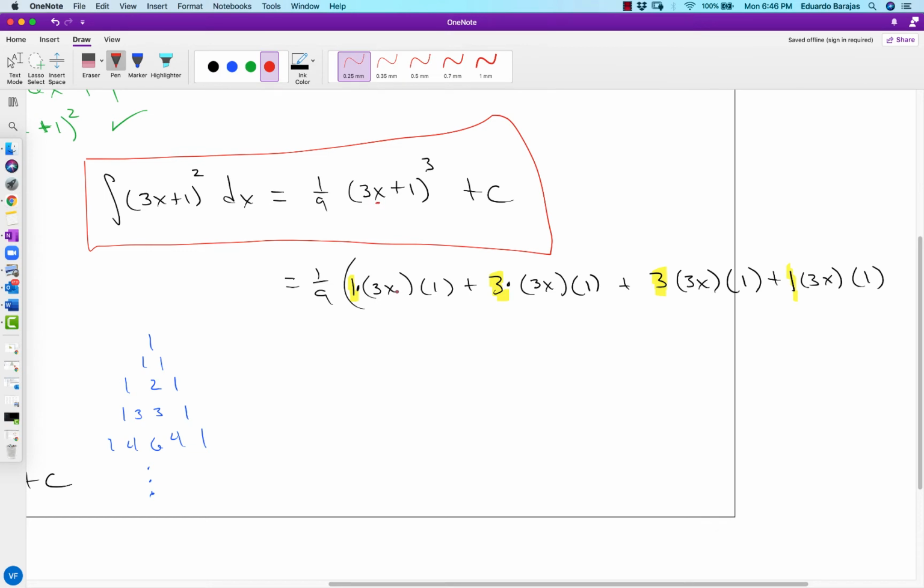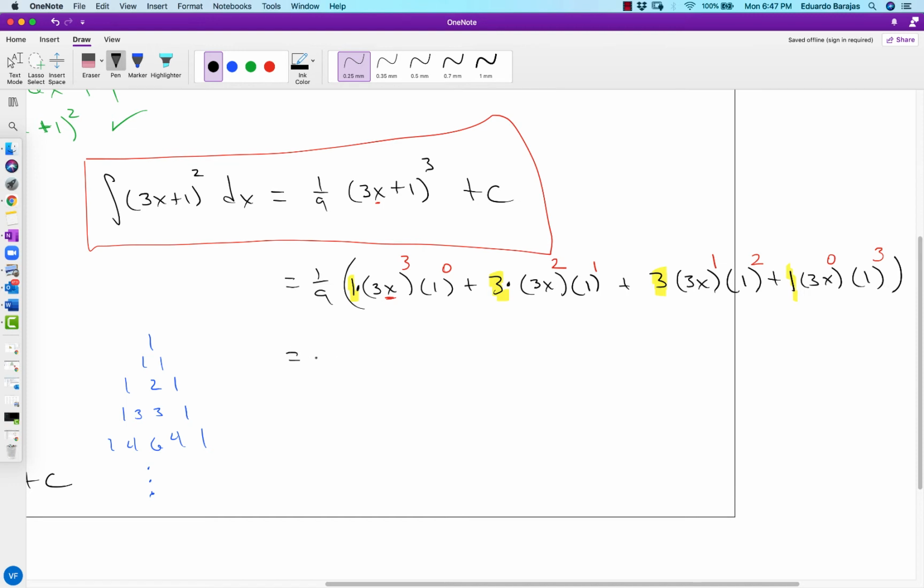Then this term right here gets copied, and this term gets copied. So 3x times 1, 3x times 1, 3x times 1, 3x times 1. And then we write down powers starting with 3 and do a countdown: 3, 2, 1, 0. And then the other direction, which would be 3, 2, 1, 0. Remember that 1 to the 0 power is just going to be 1, and 3x to the 0 power is also just going to be 1.